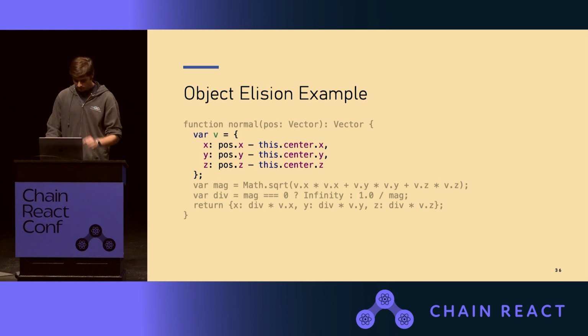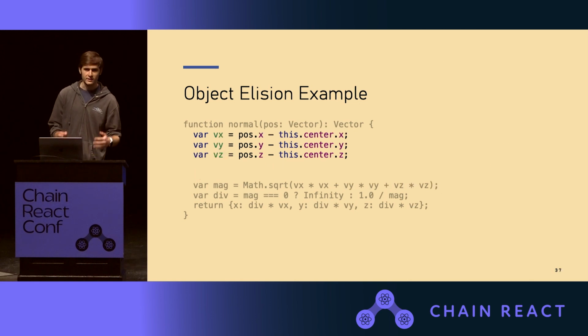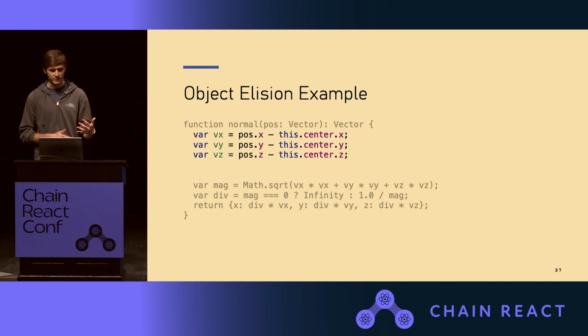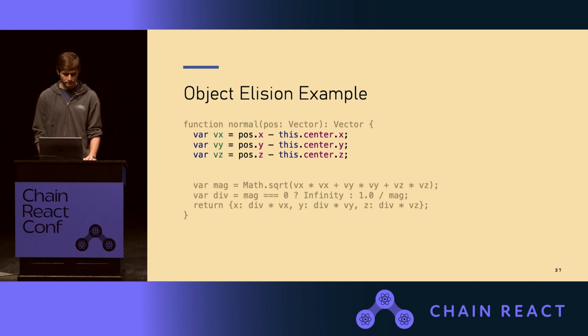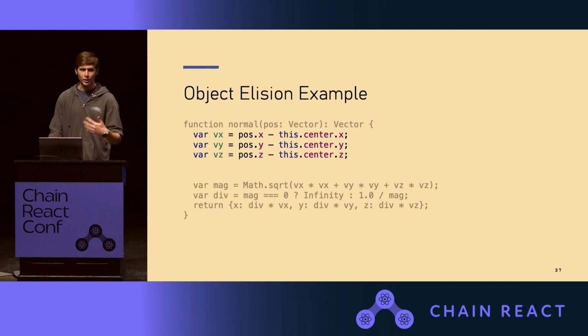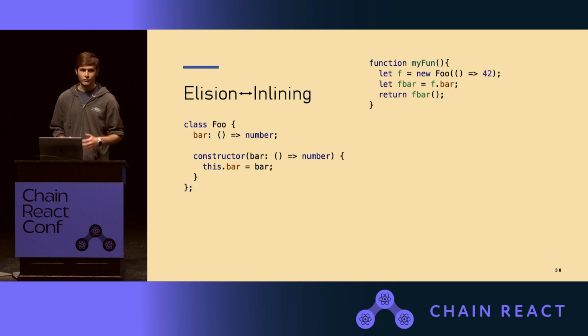So it then transforms each of the properties on v into local variables. So we can see that what used to be properties x, y, and z are now local variables vx, vy, and vz. And all of the accesses to them are now just reading from those variables. So this has eliminated both the object allocation and the property loads from the object. This kind of transformation also enables other optimizations.